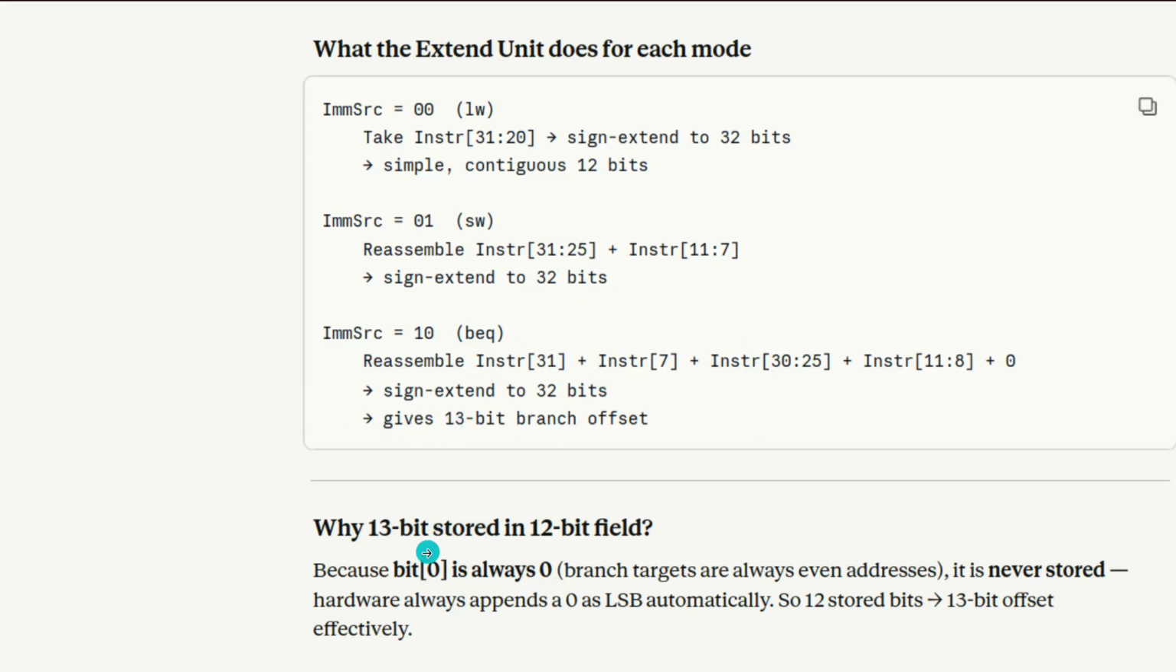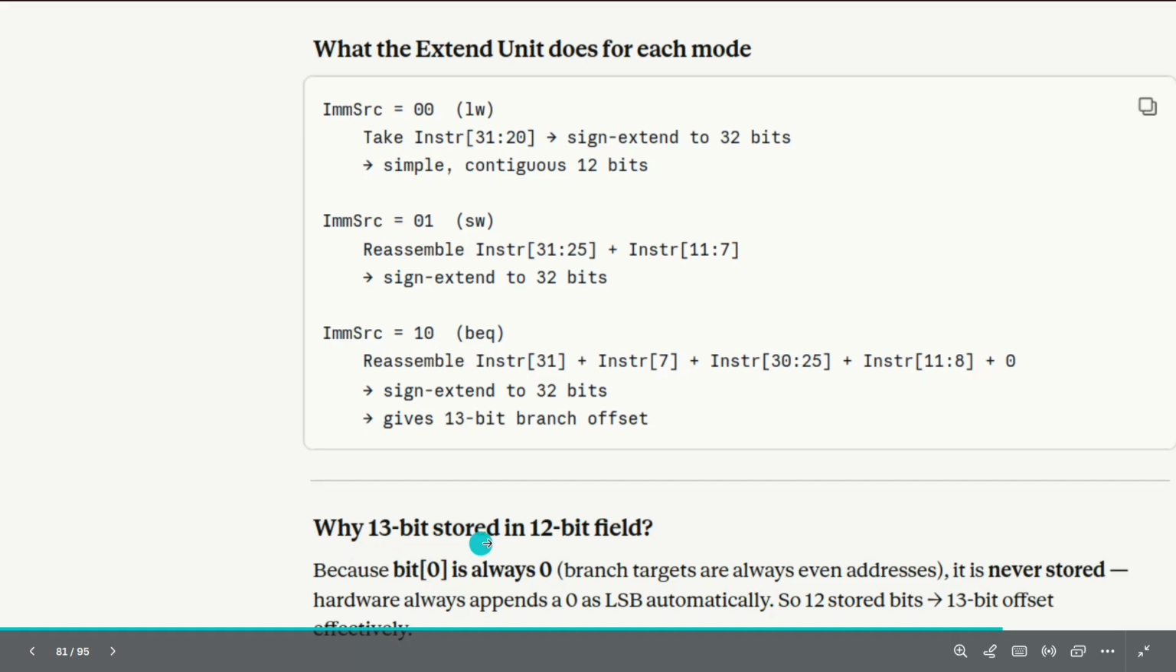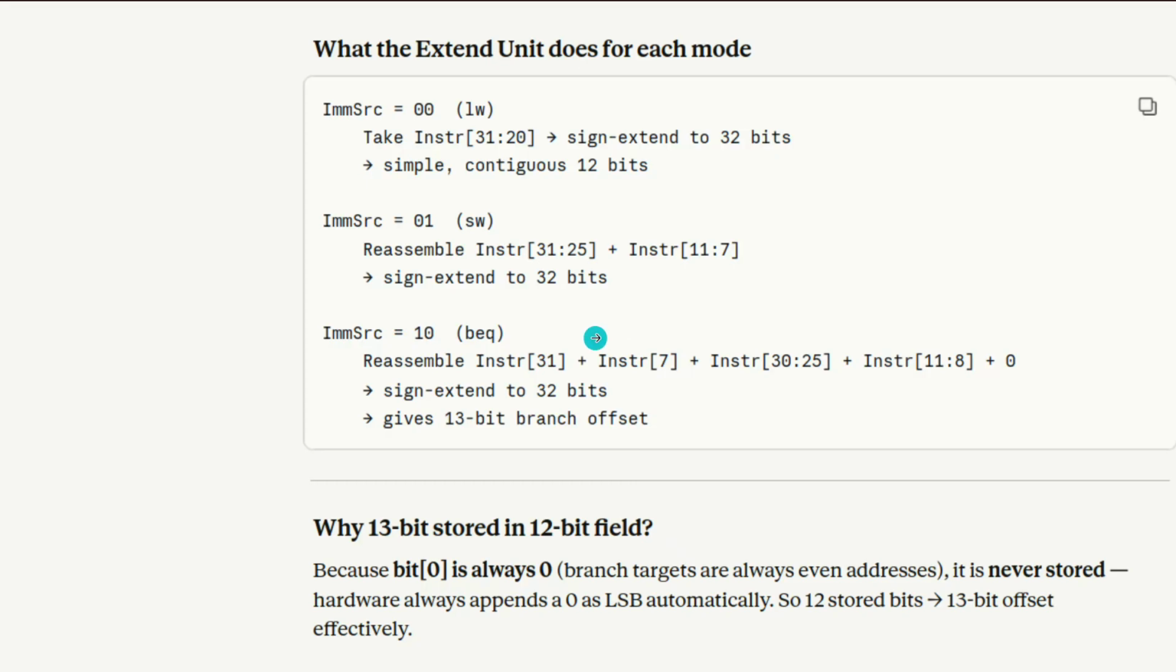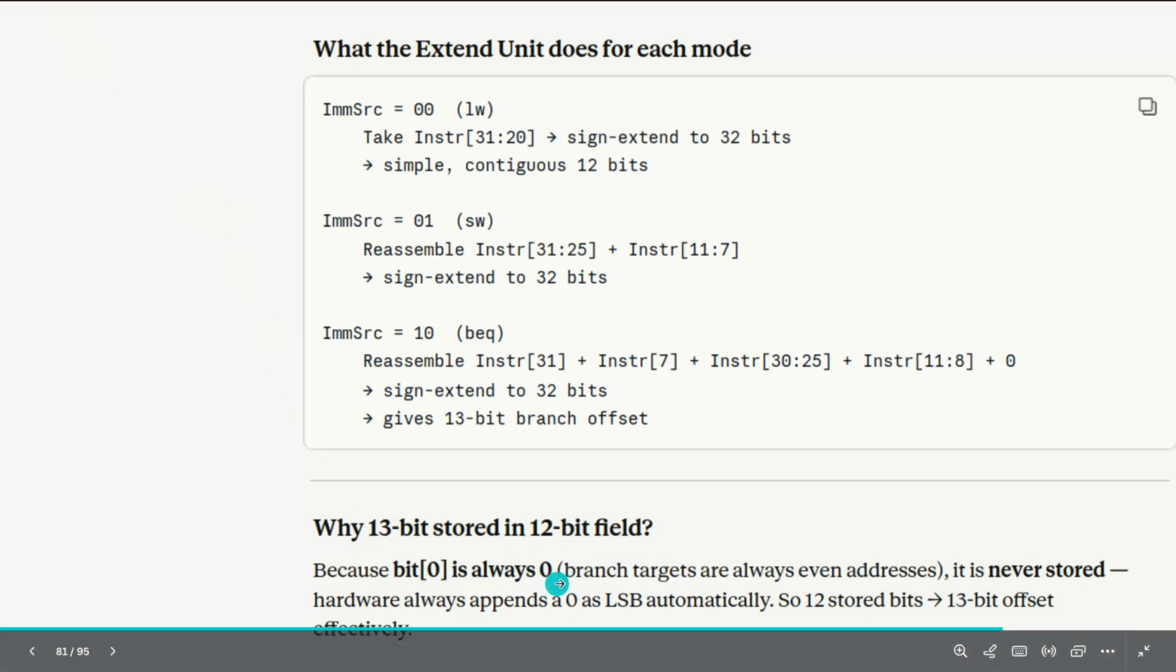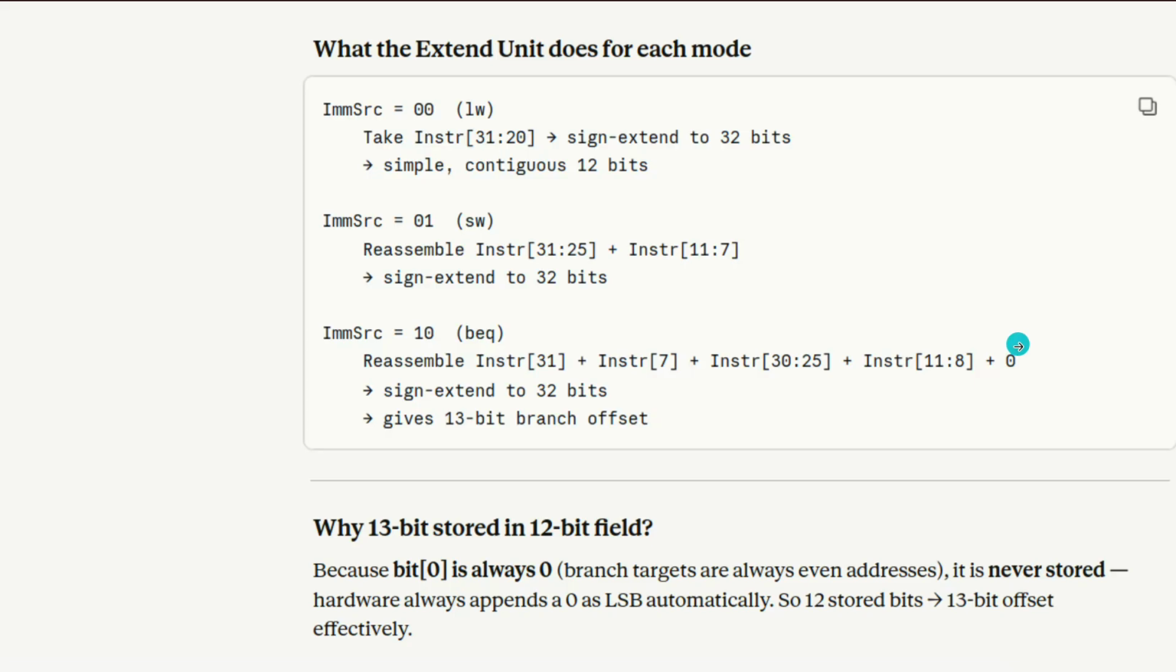Now another question comes: why is a 13-bit value stored in a 12-bit field? You have a 12-bit field, but we take it as 13-bit. The bit 0 we have actually ignored, because it is always 0. Branch targets are always even addresses. This bit is never stored in hardware, it is not stored anywhere. It will always be 0 for branch targets, because they are even addresses.